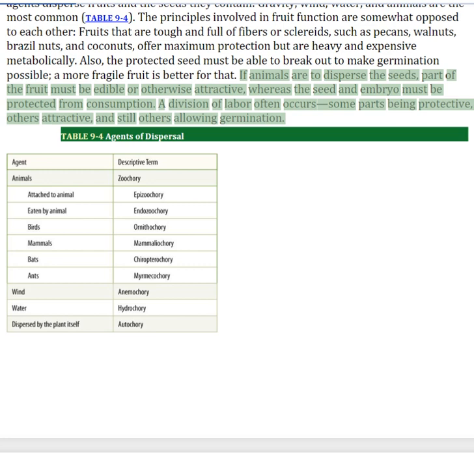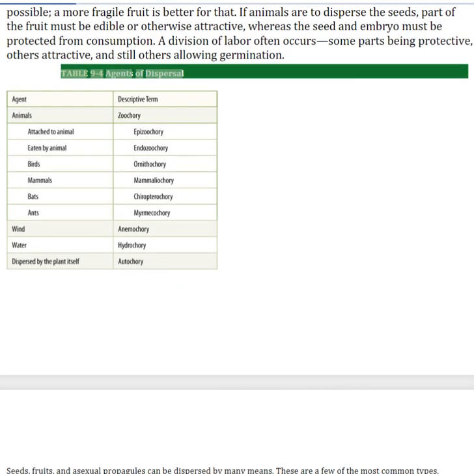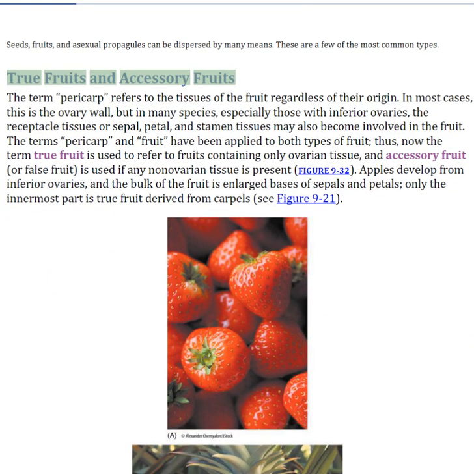If animals are to disperse the seeds, part of the fruit must be edible or otherwise attractive, whereas the seed and embryo must be protected from consumption. A division of labor often occurs, some parts being protective, others attractive, and still others allowing germination. Table 9.4: Agents of dispersal. True fruits and accessory fruits.